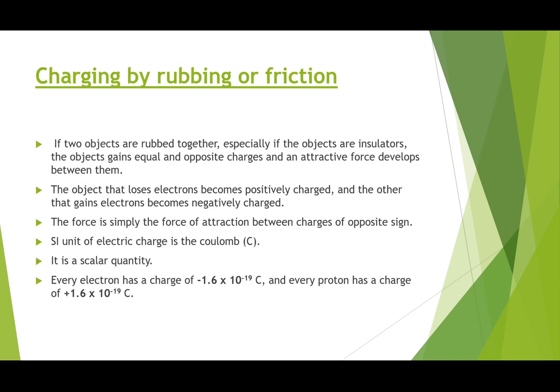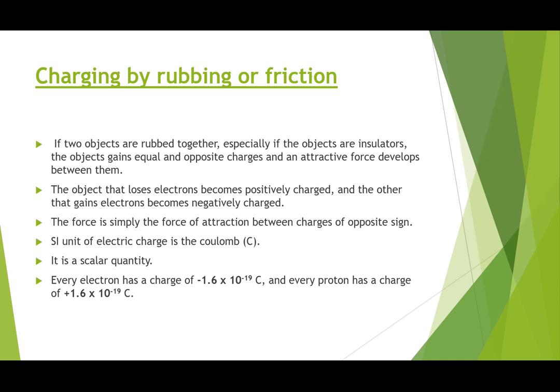When we take an object, that object will be electrically neutral. That means the overall charge of that object will be zero. So we can charge an object by two methods: charging by friction and charging by induction. In both cases, we are making the object charged by giving an electron or taking an electron. If an object is gaining electrons, that object becomes negatively charged, and if an object is losing electrons, that object becomes positively charged.